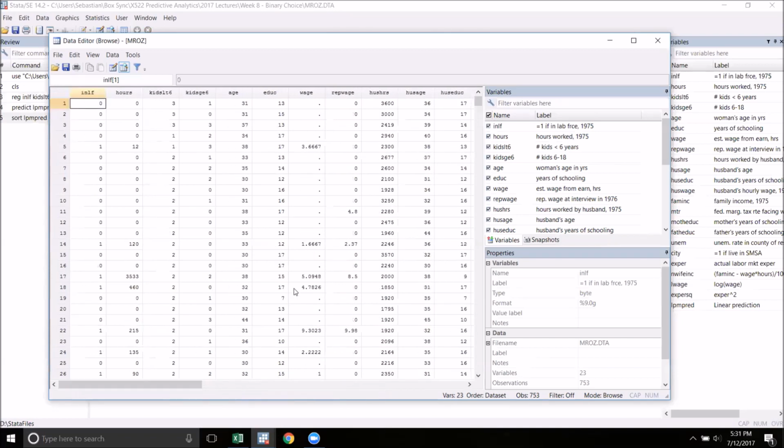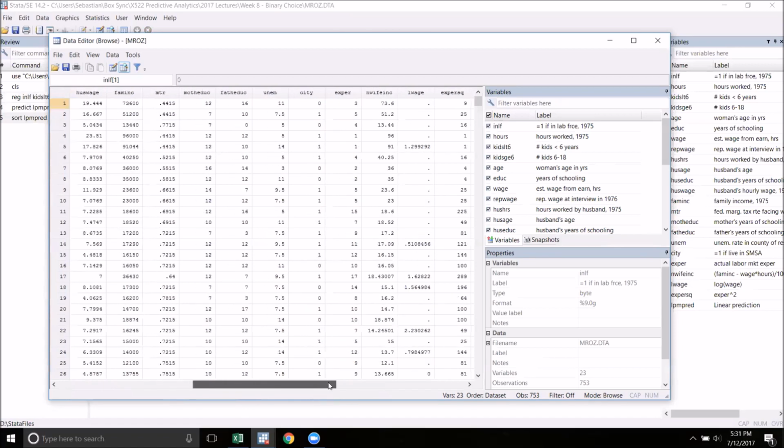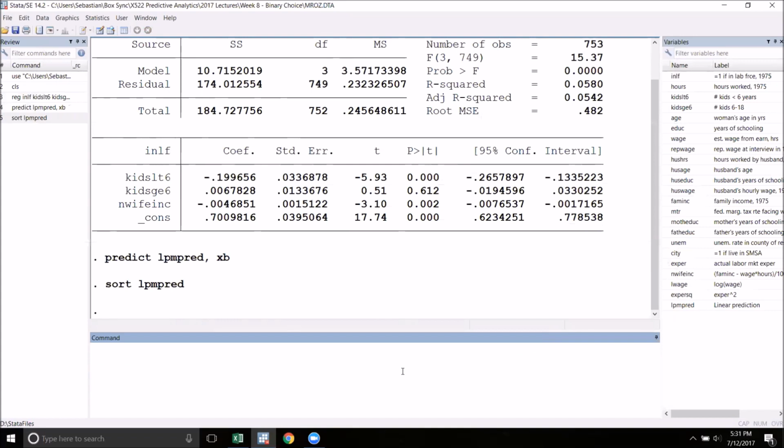We can see what these two people look like, and we can see that they both have 2 kids under 6. And if we look at the nwifeinc variable, we can see that they both have very wealthy husbands. Remember that this was 1975, and we would consider 73,000 and 51,000 to be very high incomes relative to the other ones that we're seeing in this data set. The Probit and Logit models will solve this problem for us.